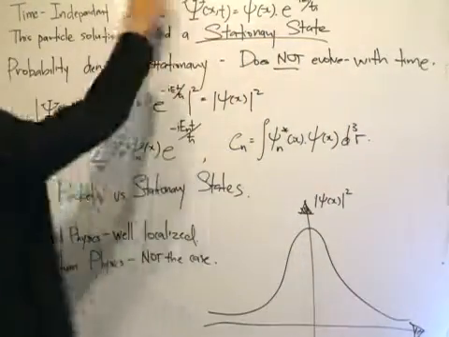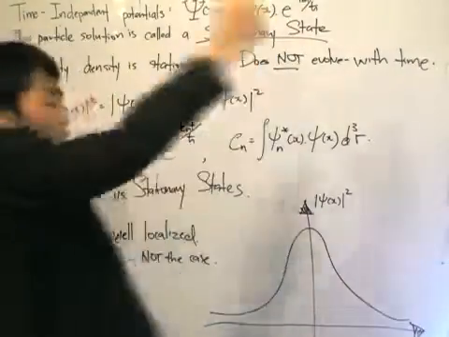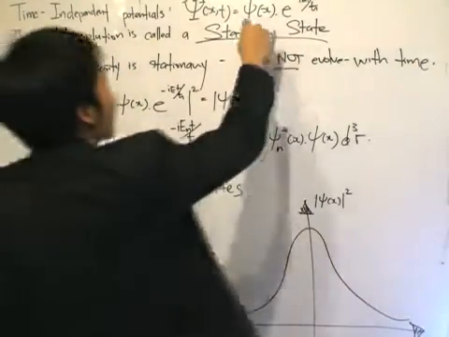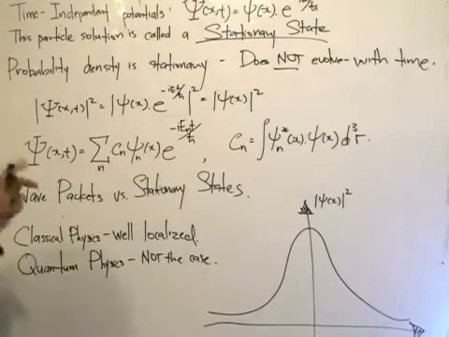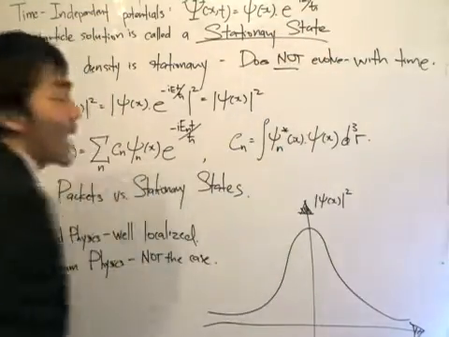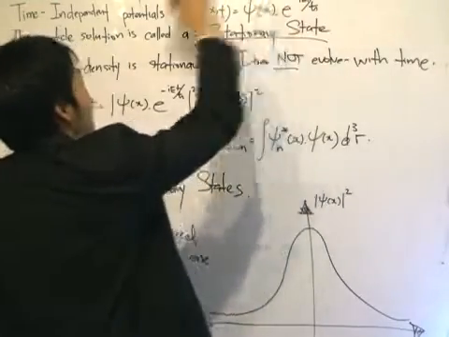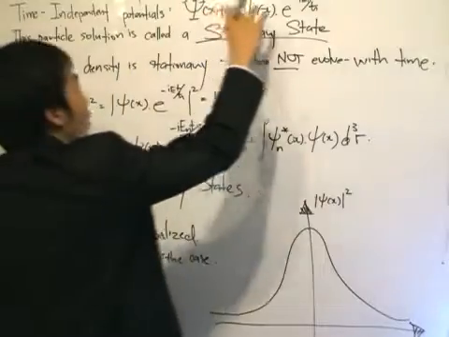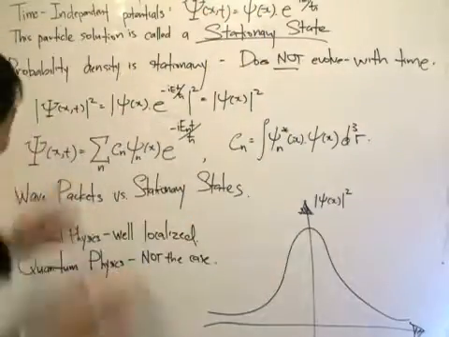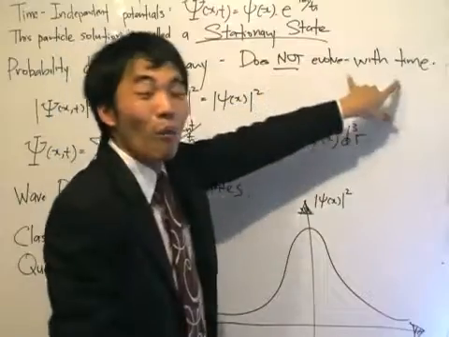For time-independent potentials, the solutions are given by this expression. About two lessons ago we talked about it: this wave function is the solution of the time-independent Schrödinger equation, and we multiply it by the time evolution factor. There's a special name for this solution, capital psi of x and t. This particle solution is called a stationary state. Why is it called a stationary state? Because the probability density is stationary. It does not evolve with time.